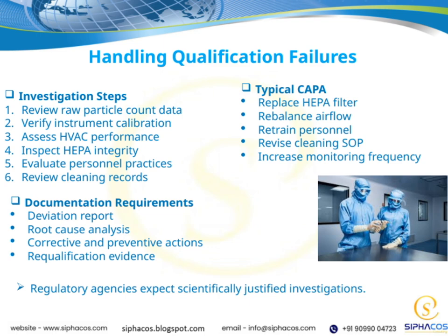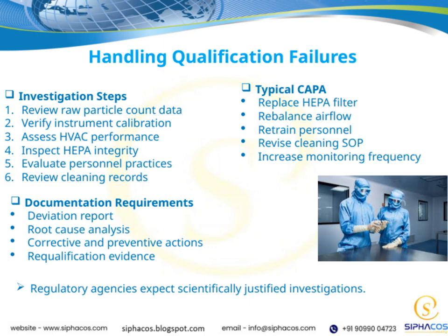Once we identify the cause, we implement corrective and preventive actions, or CAPAs, to address the issue and prevent it from happening again. Examples of typical CAPAs include replacing a HEPA filter, rebalancing airflow, retraining personnel, revising cleaning SOPs, or increasing monitoring frequency. These steps are crucial to maintaining a controlled environment and ensuring quality.